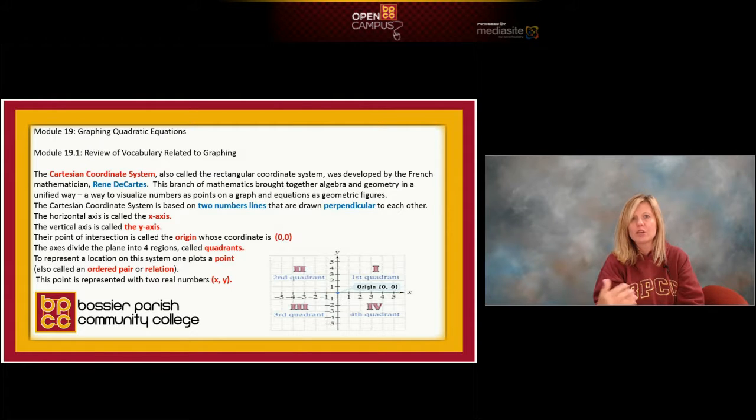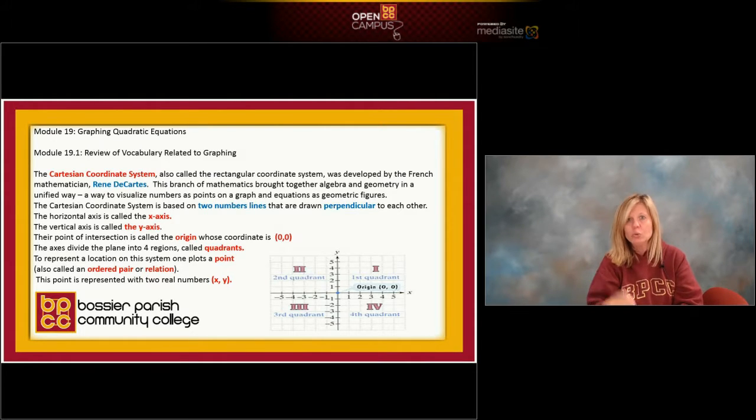Another word for point that you've heard before is an ordered pair, because every location on the Cartesian coordinate system is represented by 2 numbers. Just a minute ago I told you the location of the origin was 0, 0. I gave you 2 numbers. That first number represents where you move horizontally across the x-axis, and the second number represents where you move vertically up and down on the y-axis. So every point, every ordered pair, has 2 numbers.